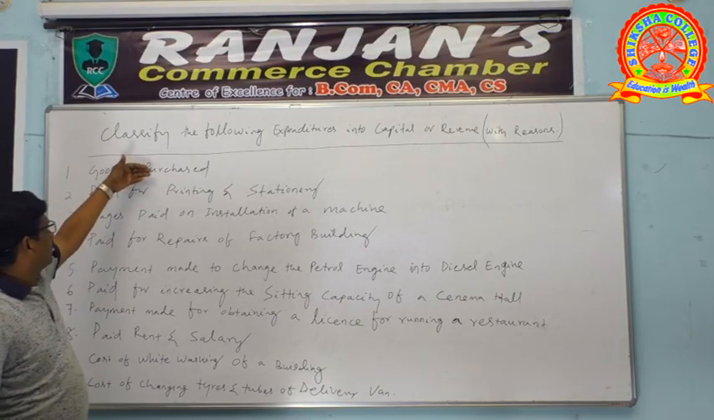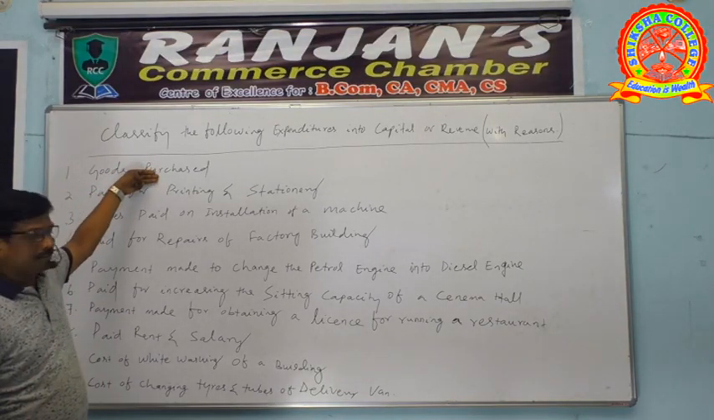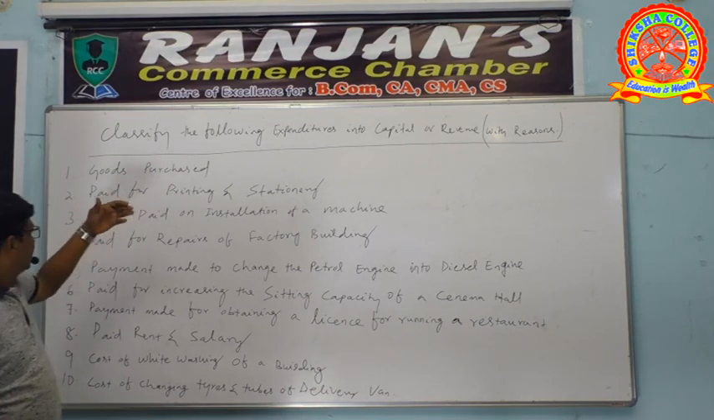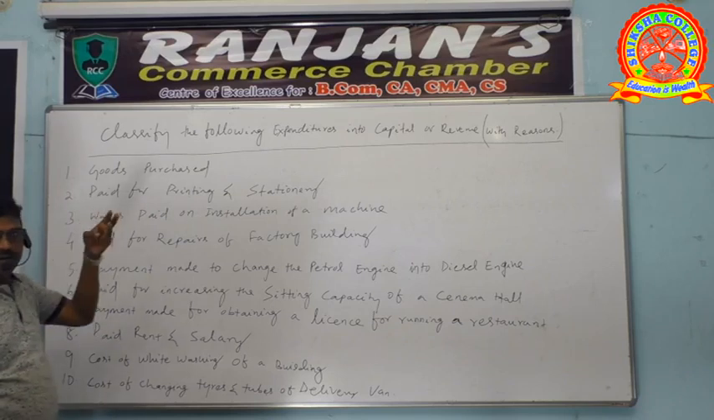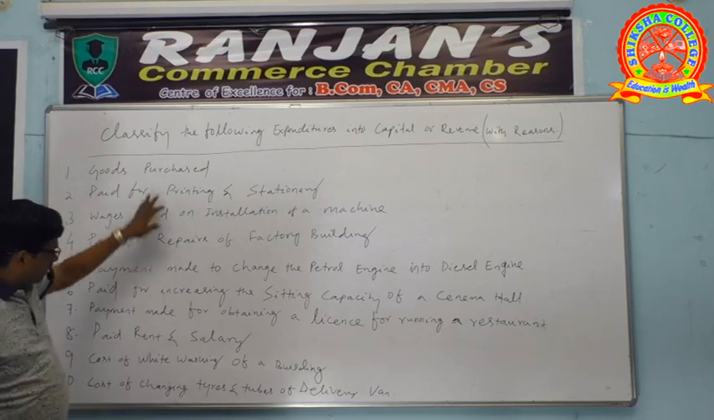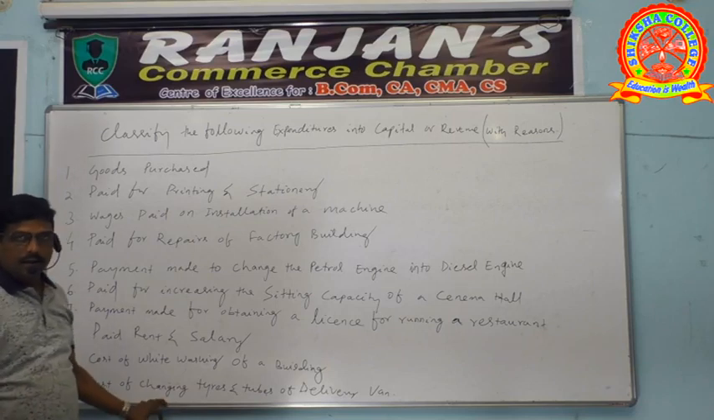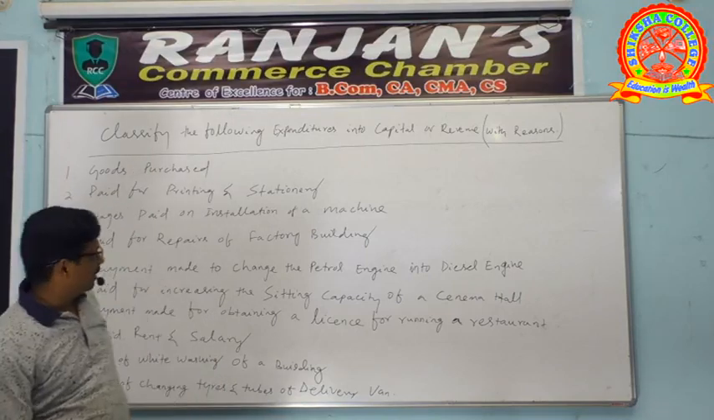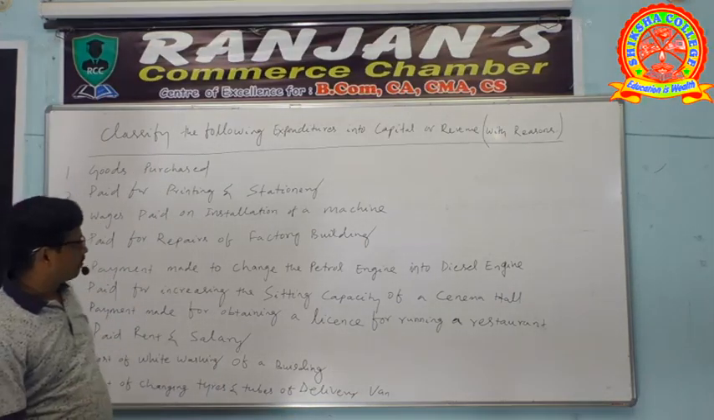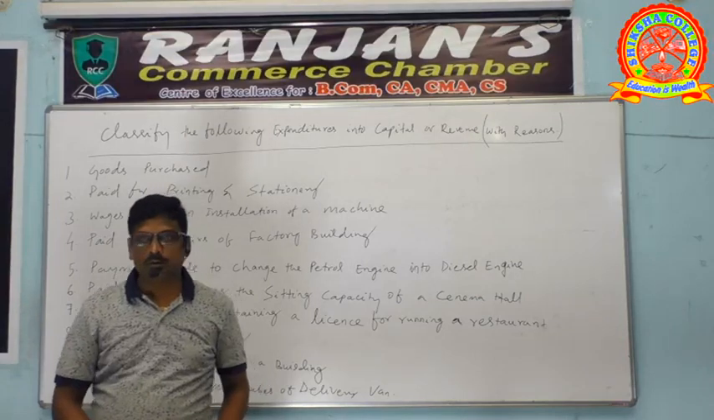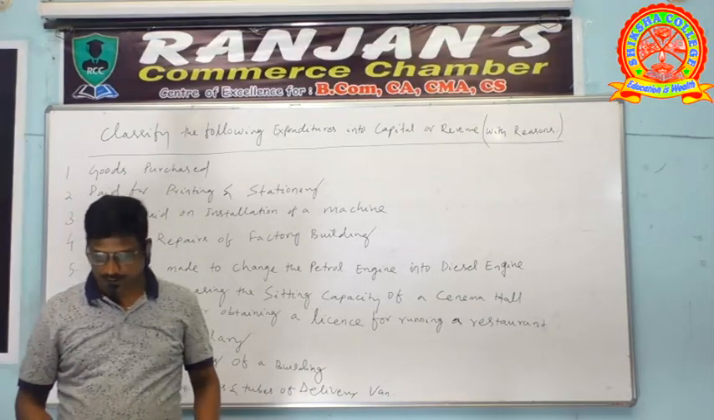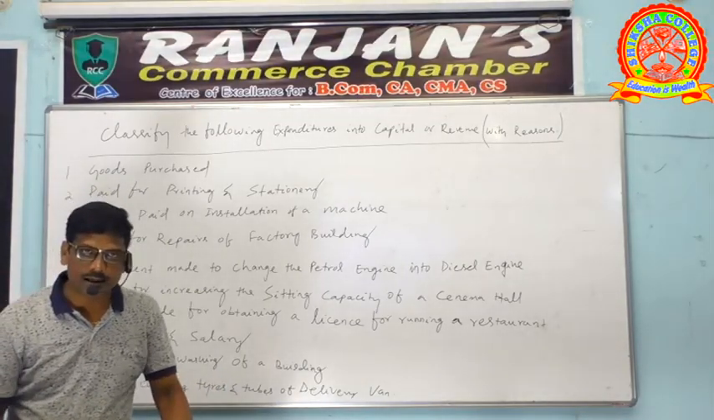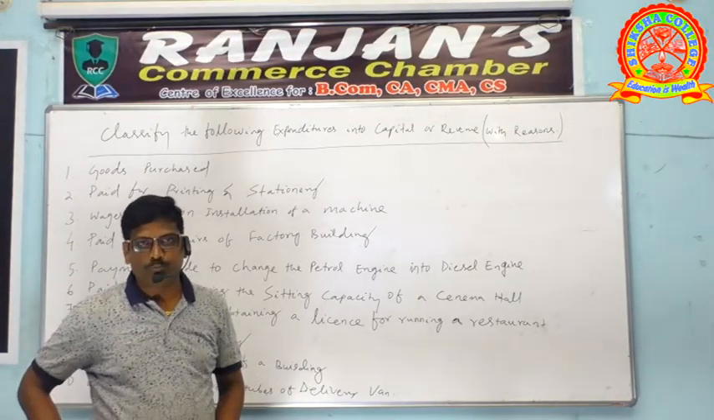Transaction number 1, leave space for 3 lines. Transaction number 2, leave space for 3 lines. Transaction number 3, leave space for 3 lines. Likewise, you maintain for all these 10 points. Then let me discuss all, and hope after discussing all these 10 points you'll be in a position to go further and easily distinguish the expenses into capital and revenue.